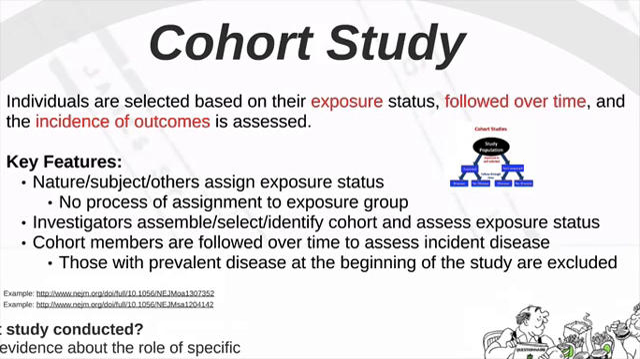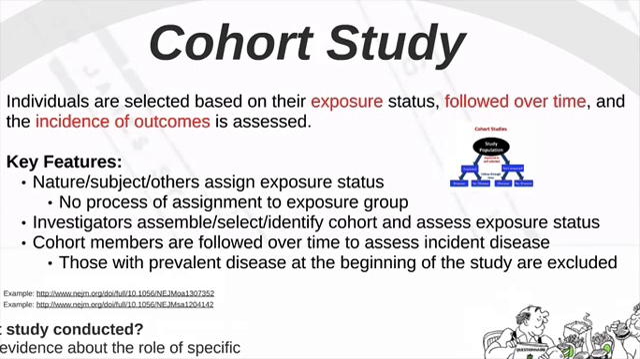So in a cohort study, the bottom line is that individuals are selected based on their exposure status. So we recruit people and we measure their exposure, and either by virtue of the way we recruited them or just because we happen to have a big enough population of people, there's going to be a variety of exposures. So there's going to be some people who smoke and some people who don't smoke, some people who drink and don't drink, etc., etc. So we recruit those people, we measure their exposure status, and then we follow them over time, and the incidence of our outcomes of interest is measured, right?